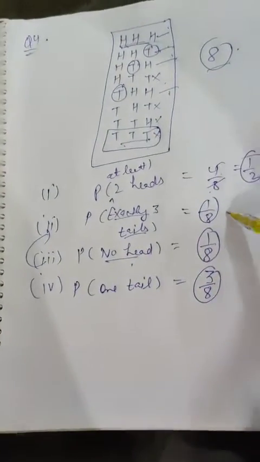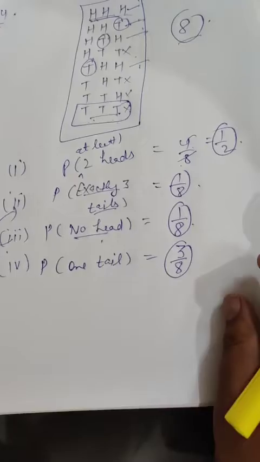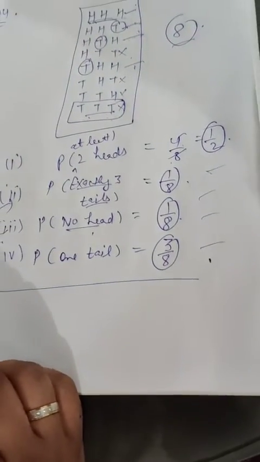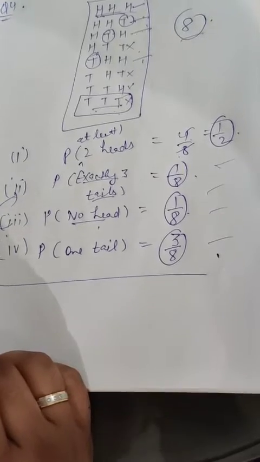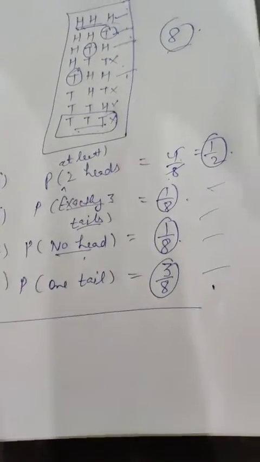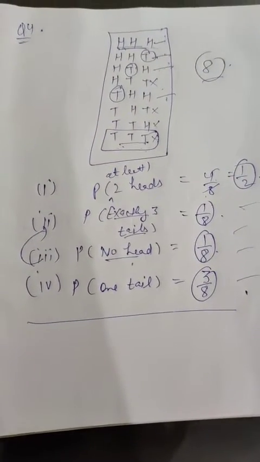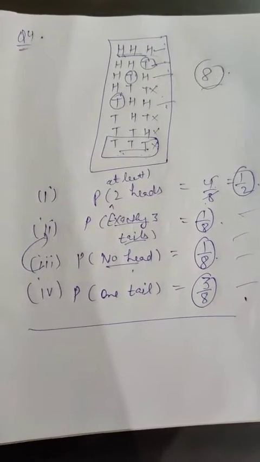So 1 by 2, 1 by 8, 1 by 8 and 3 by 8 are the answers of the fourth question. So these are the solutions of the test of the probability. So kindly match your solutions and send me how much marks you got, and else you all know that our chapter statistics is going on.